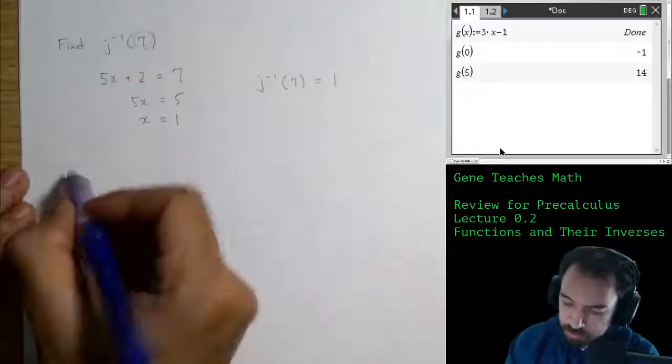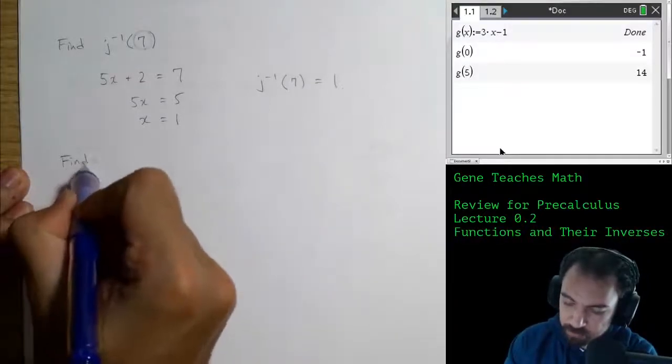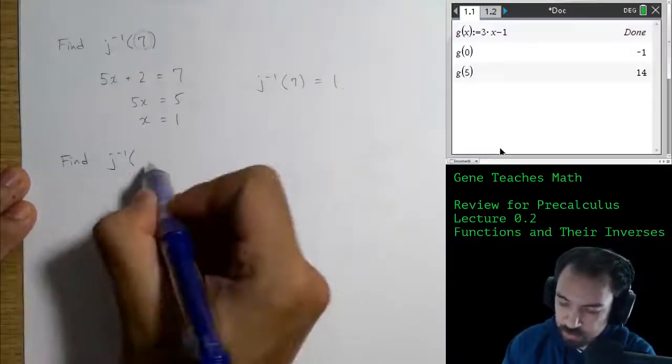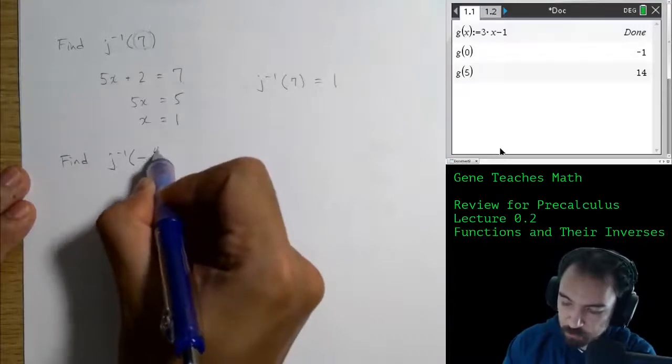Let's do another one, just for good measure. What if I want to find j inverse of, let's go with -4/3?